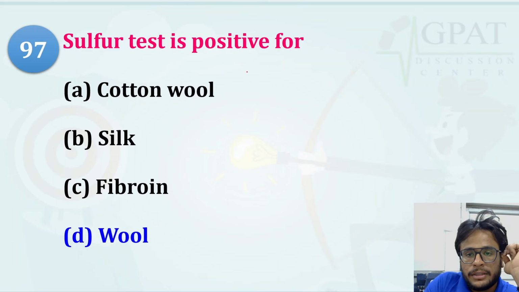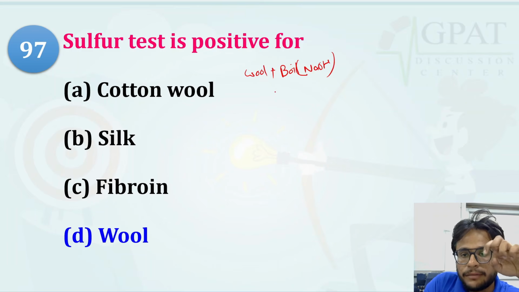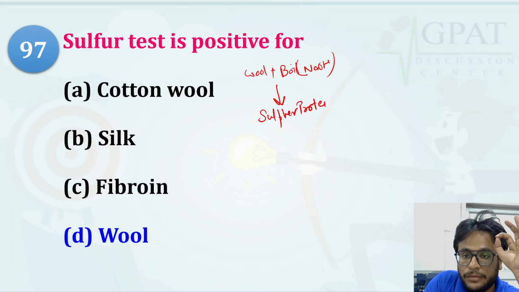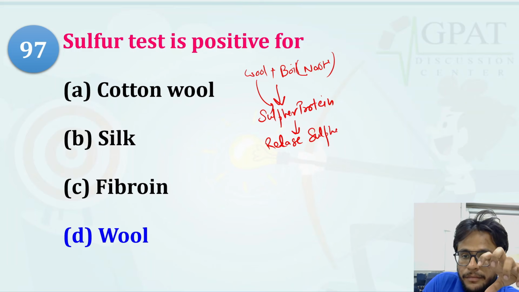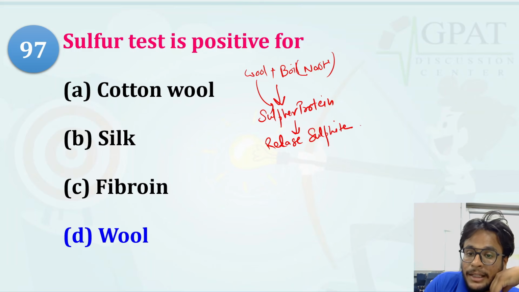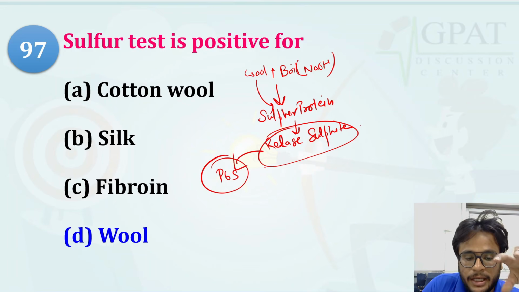So let's know about the procedure of it. First we take wool, then boil that particular wool in a sodium hydroxide solution. After boiling, the wool, which contains sulfur proteins, will break down and release sulfide out of them. This released sulfide from the wool is then reacted with lead acetate, and will give mainly what color? They show a color that gives the positive sulfur test for the wool.